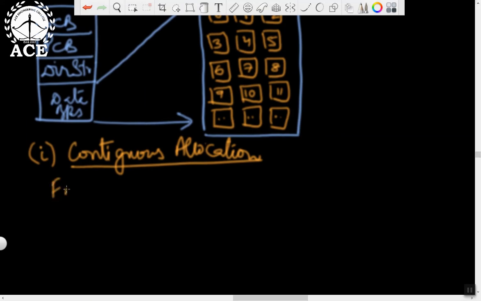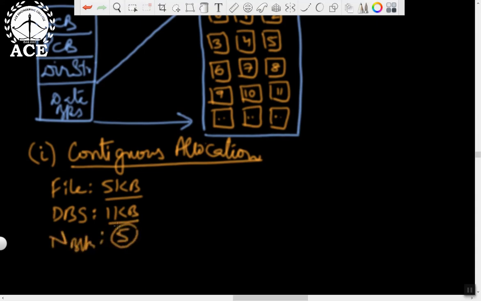I have a file, let's say 5 KB. If I say disk block size, DBS, is 1 KB, so the size of the file to be stored on disk is 5 KB, and block size is 1 KB. So how many blocks are needed? 5 blocks. So how are these 5 blocks to be allocated? Under contiguous allocation, these 5 blocks which you are going to allocate should be contiguous.